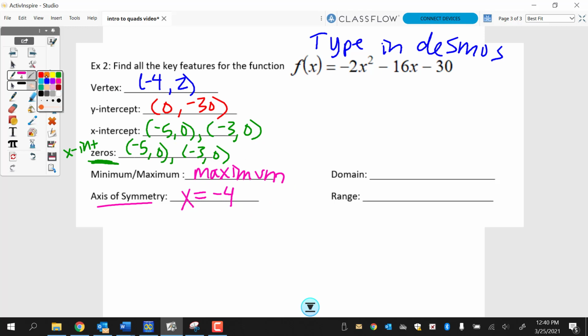Last two, domain and range. Domain we know is the x number. And we know from our notes that since it's going to be an arrow on the left and an arrow on the right, that means it's going to be all real numbers for domain.